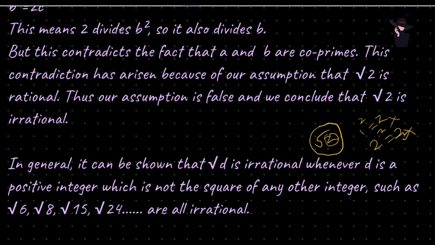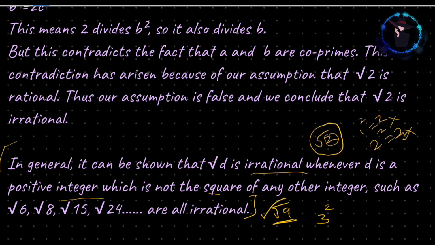Similarly, root 6, is it a square of any integer? No, it is not. Similarly for root 8, root 15 and root 24. These are not the squares of any other positive integer. So these types of numbers are always irrational. For example, if we have root 9, is it the square of any integer? Yes, it is the square of 3. 3 square makes 9. So it is rational. That is what this statement says. In general, root d is irrational whenever d is a positive integer which is not the square of any other integer.